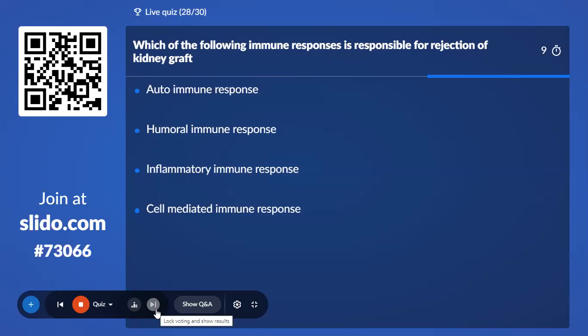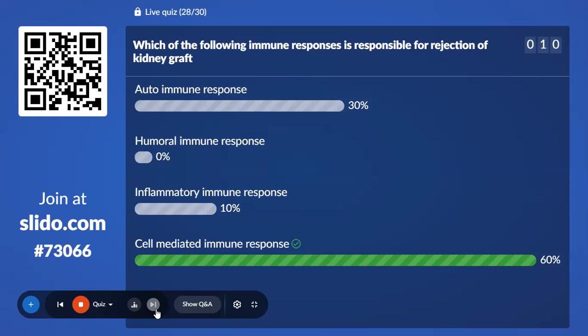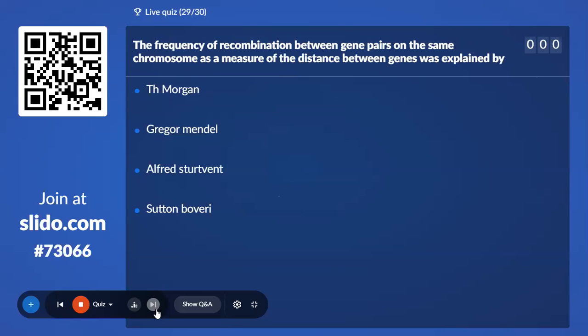10 seconds. And the poll rate in 5, 4, 3, 2, and 1 before you on the screen. Let's reveal the correct answer, and it's option D, cell-mediated immune response, where 60% students have voted. Moving on to the second last question, 29th question.